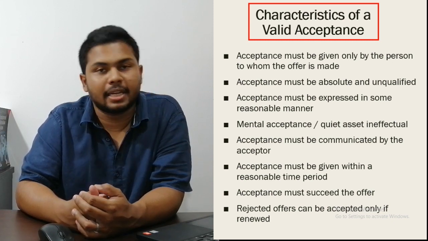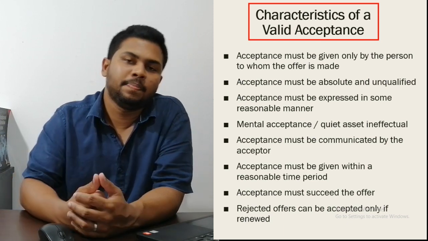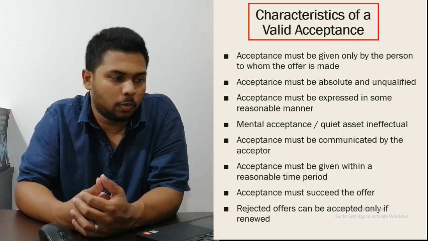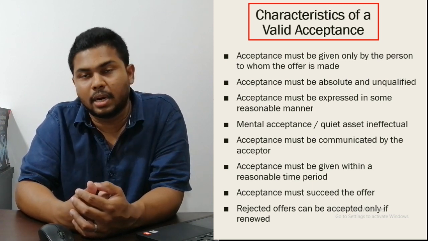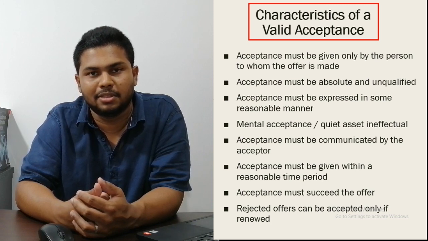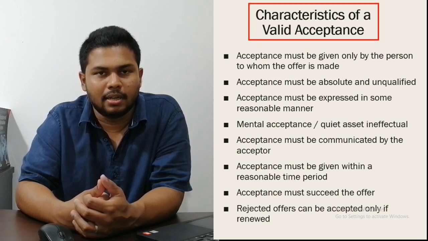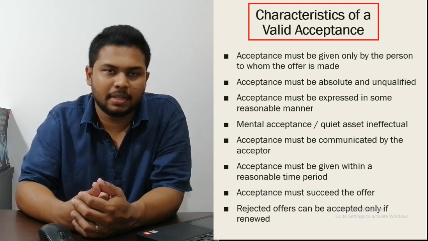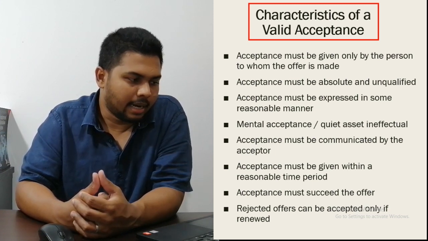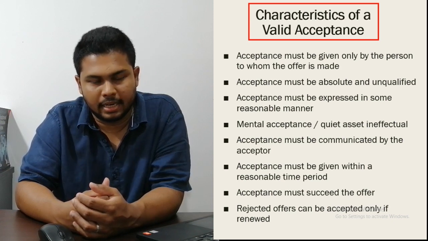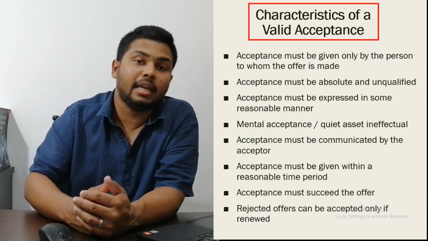Acceptance must be communicated by the acceptor. The person who accepts has to communicate the acceptance to the offeror. And acceptance must be given within a reasonable time period. You can't take so many months or years to accept an offer. It should be within the stipulated time period as stated in the offer. It has to be accepted during the reasonable, requested or stipulated time period. Acceptance must succeed the offer, right? It's clear. Rejected offers can be accepted only if renewed.